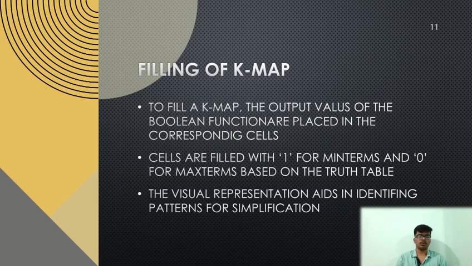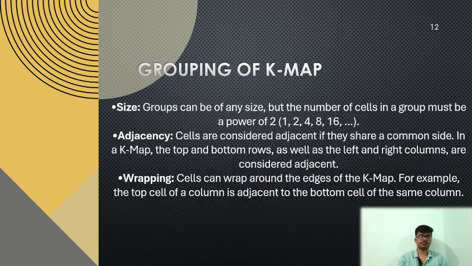Now, let's know the filling of K-map. To fill a K-map, the output values of the Boolean functions are placed in the corresponding cells. Cells are filled with 1s for minterms and 0s for maxterms based on the truth table. The visual representation aids in identifying patterns for simplification.